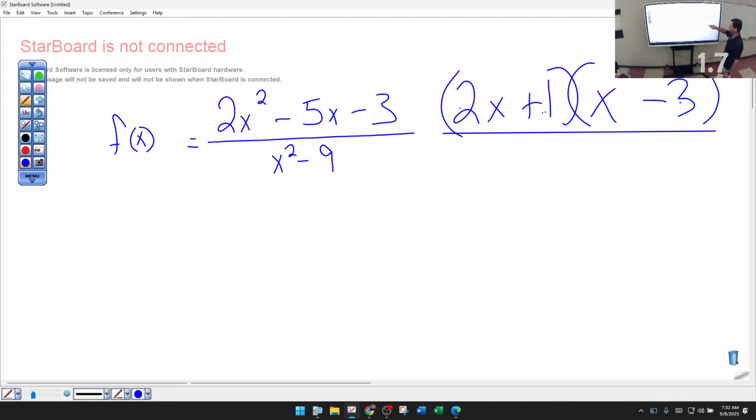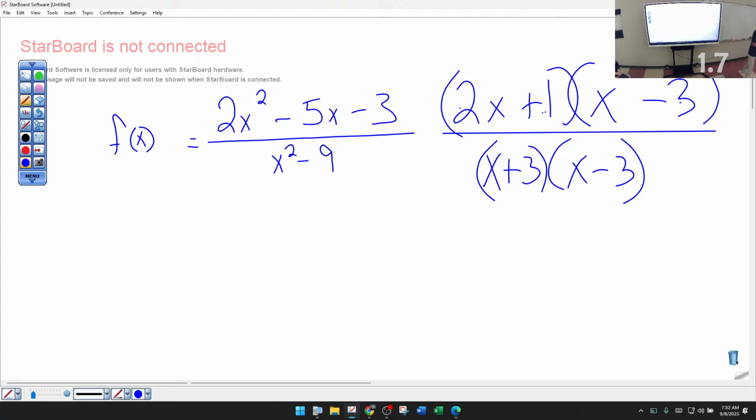Oops, went too fast. There we go. This one's nice because that's just a difference of squares, and we have x plus 3, x minus 3, okay?